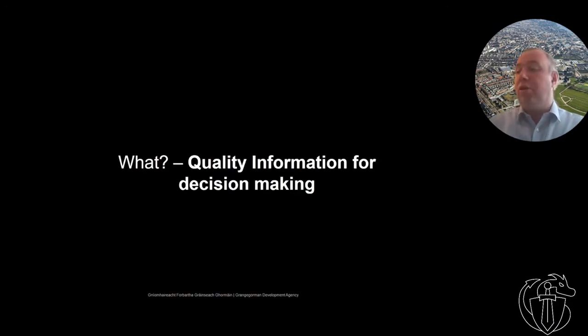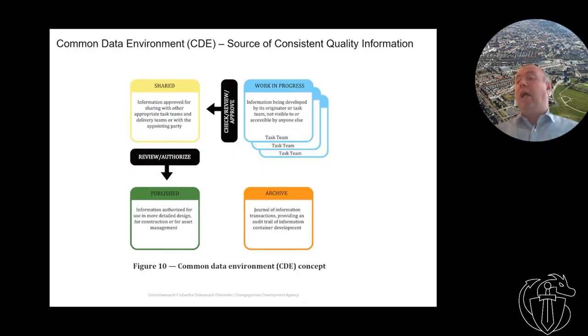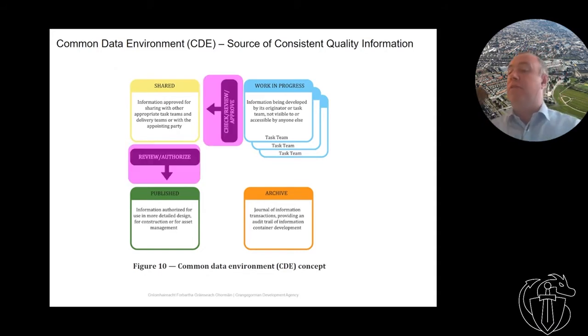Just quality, why or what? Quality information for decision making. It's very important that we have quality information for decision making, and this is always through the information process and the standards. It has always talked about review, check, and approve, and review and authorize.